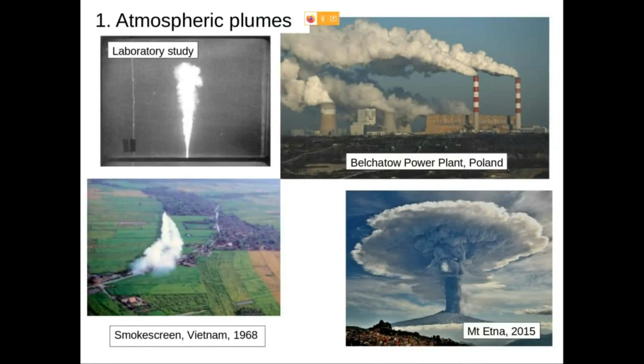Moving on quickly then, a very brief introduction to what we mean by an atmospheric plume. They can vary from very small scale plumes, such as you might get in a laboratory study, going up in size to the plumes that you see coming from power plants, and there's a very bad example of that in Poland. They can also be created on purpose, so you've got a picture of a smoke screen here in Vietnam. And lastly, the one I'll be focusing on more today is the volcanic plume. This impressive picture here is from Mount Etna in 2015.